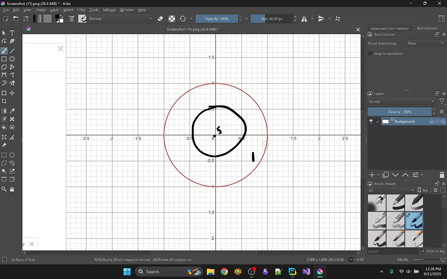It's like pi, it's pi. But let's just say that the total circle is 1, and this smaller circle is 0.5. Then we would want the probability of choosing a random point in this smaller circle to be 50%, a half.